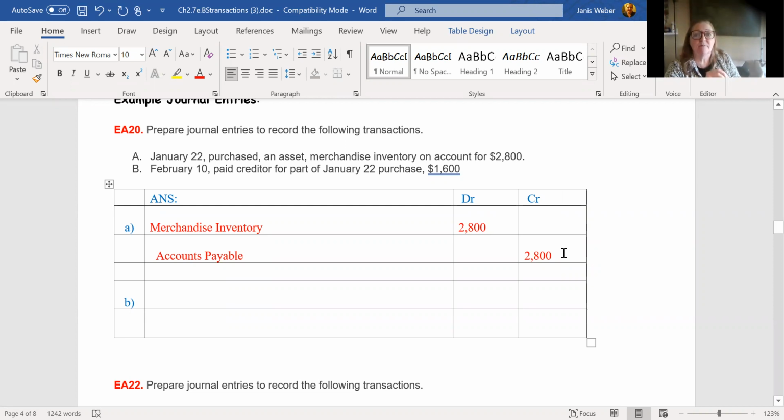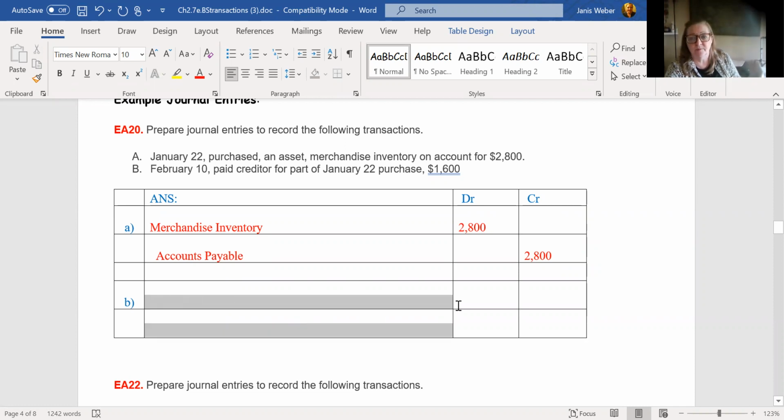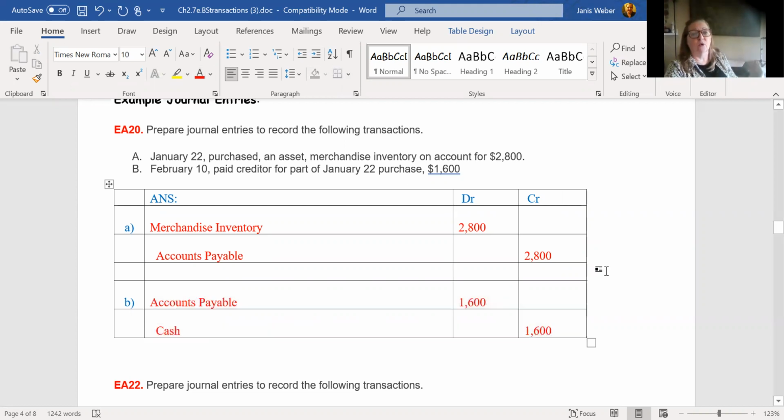The next thing that happened is we paid the creditor part of that balance, $1,600, in February. So when we pay the creditor part of it back, we're going to record that transaction with a debit to the accounts payable account because it's reducing the amount we owe to that creditor. So we're reducing accounts payable. It's a normal credit balance account. So we're debiting the account by $1,600. Then the other thing we know is we're paying out cash. So when you increase your cash, you debit the account. When you decrease it, you credit. And that's why we're crediting cash for $1,600.